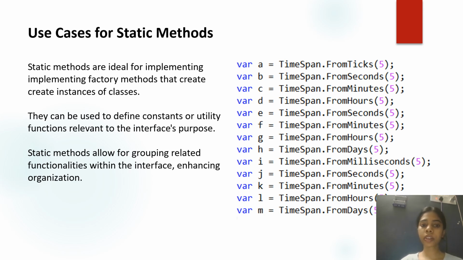Uses of static methods. They are ideal for implementing factory methods that create instances of classes. They can be used to define constants or utility functions relevant to the interface's purpose. Static methods allow for grouping related functionalities within the interface, enhancing organization.